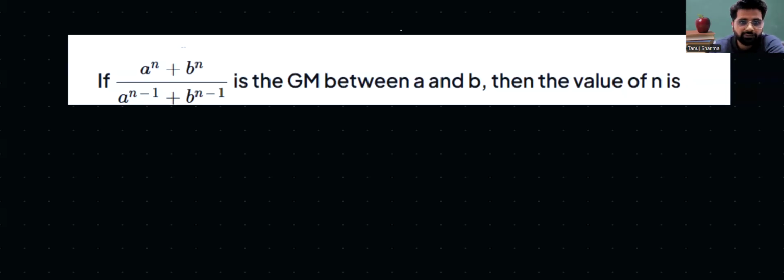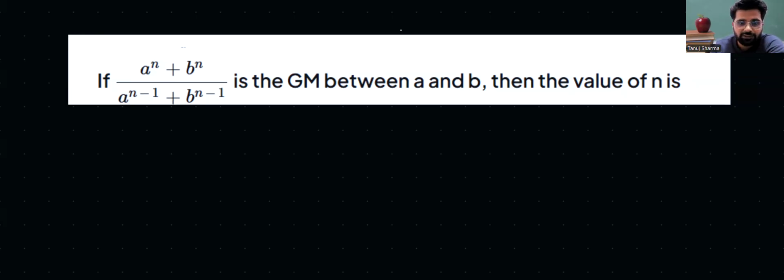Today's question is: if (a^n + b^n)/(a^(n-1) + b^(n-1)) is the GM between a and b, then we have to find the value of n. And how are we going to find the value of n?